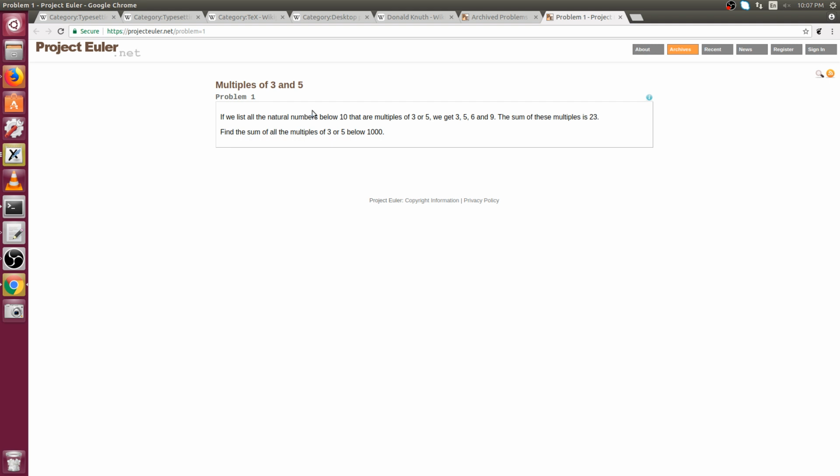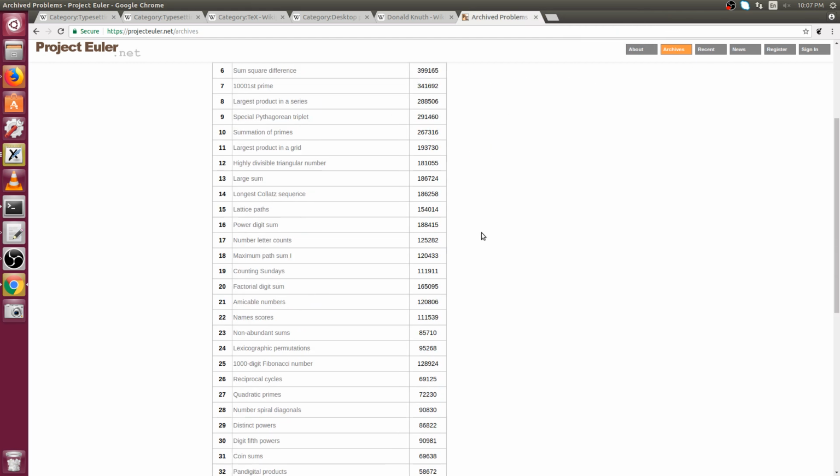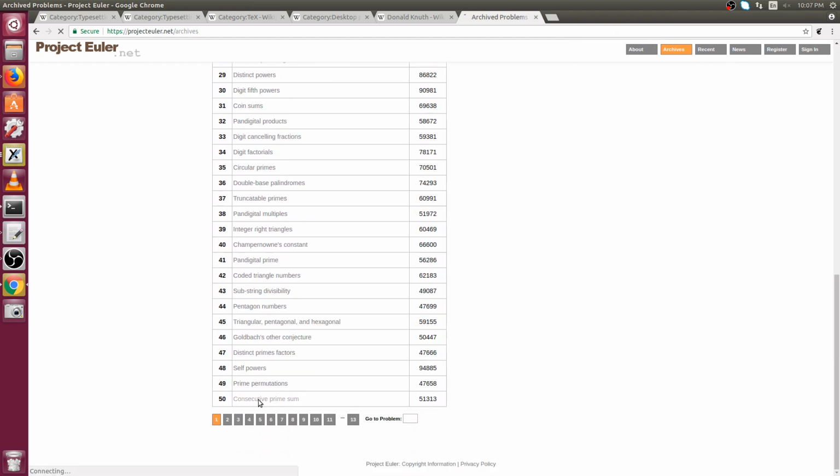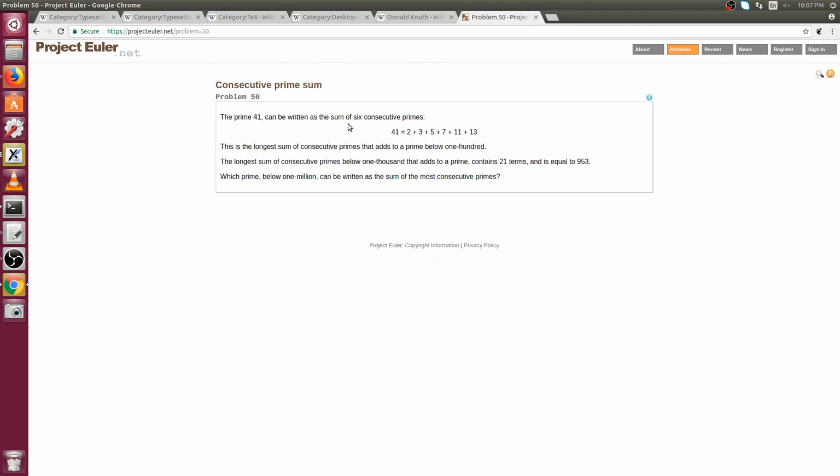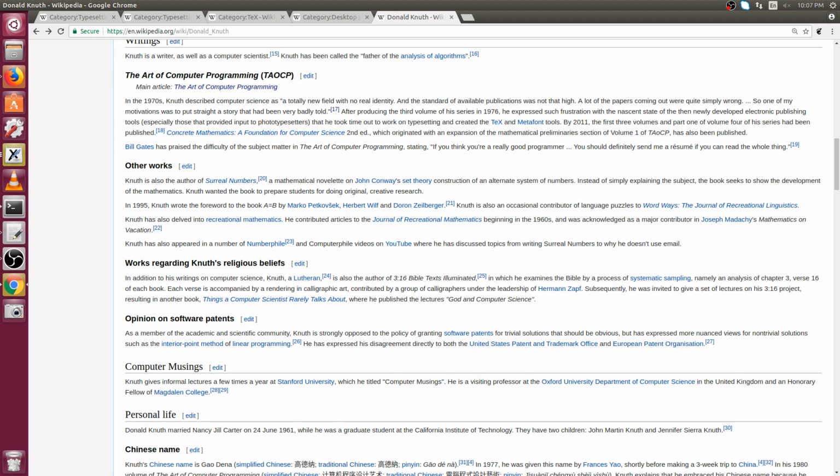Okay. So they start out at FizzBuzz level, and then they get to actually more complicated ones, like consecutive prime sums. The prime 41 can be written as the sum of 6 consecutive primes. What is the longest sum of consecutive primes that adds to a prime below 100? Okay, so they're math computer science questions. I got it.